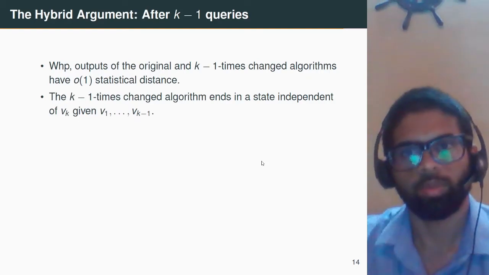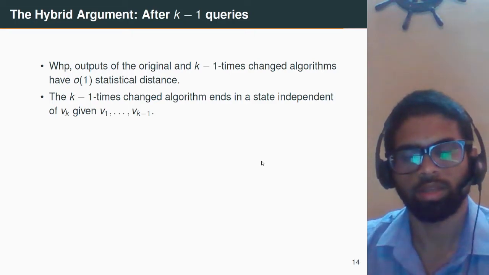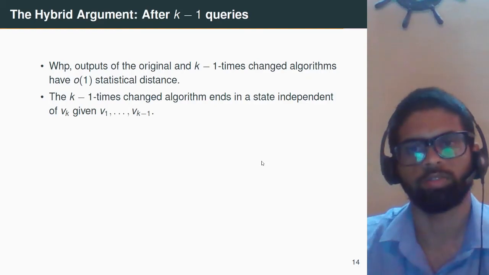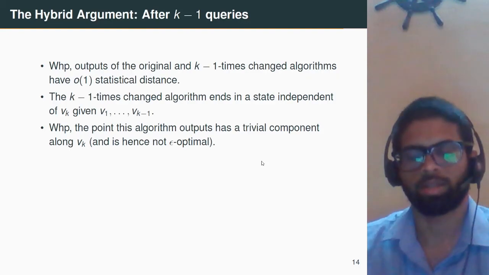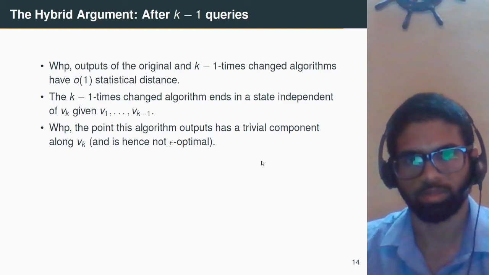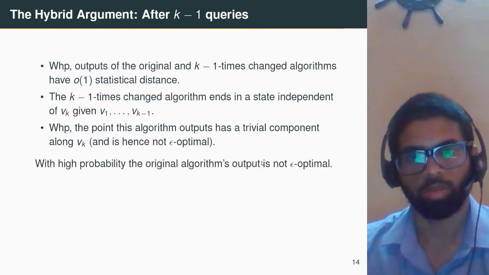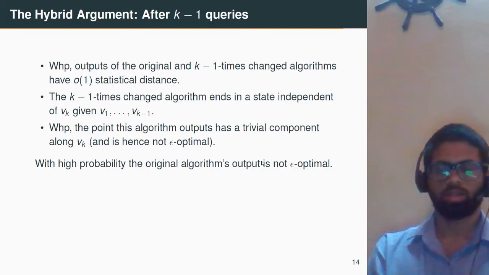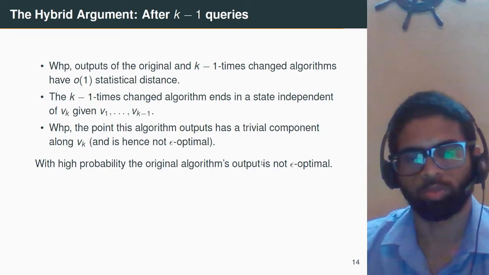But notice that the k-1 times changed algorithm, the algorithm where I've switched out the oracle k-1 times, is completely independent of Vk. All the oracles were completely independent of Vk. And what this means is that this algorithm cannot output an epsilon-optimal point, because its correlation with Vk is going to be trivial. So the original algorithm also is not going to have an epsilon-optimal output. And that concludes the lower bound. You do need k queries in order to find out what Vk is and output an epsilon-optimal point.